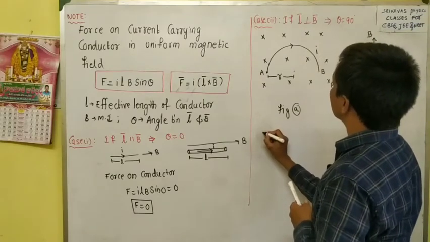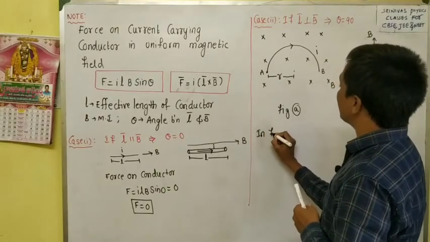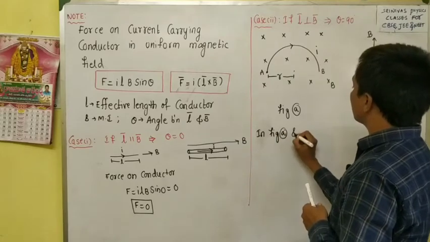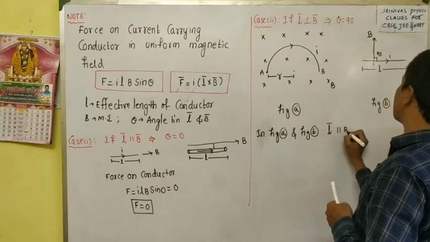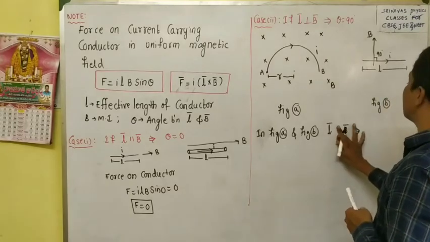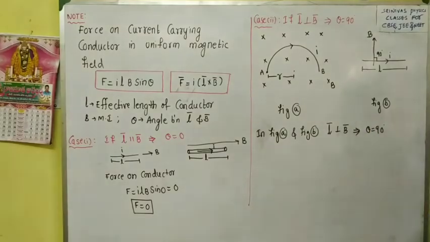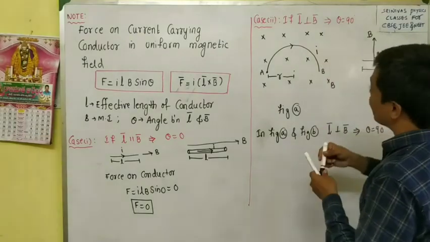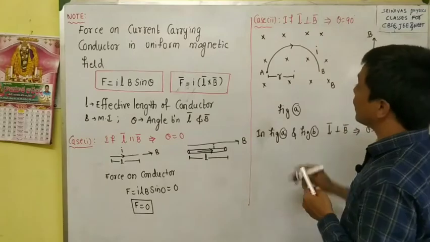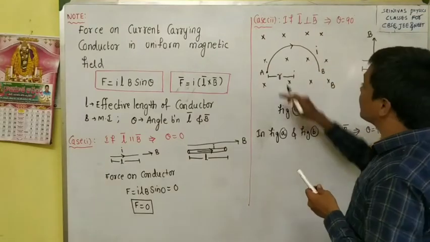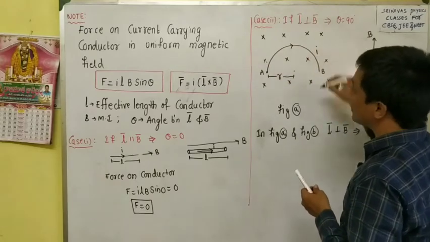In the above figures, figure A and figure B, the length and field are perpendicular. L bar is perpendicular to B bar. That's why theta we will write as 90 degree. How is L perpendicular to B bar? What is L here? L is this length. Pi r is the length of this one. It's a semicircle, pi r length it is.